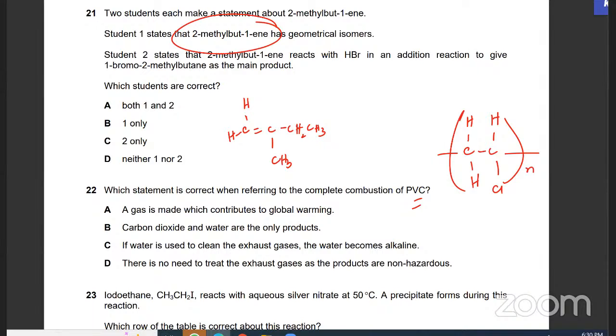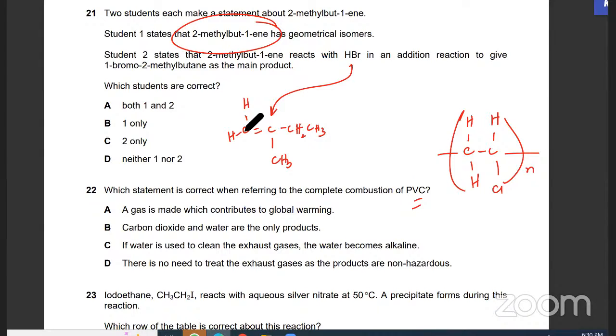Now, student 2 states that 2-methylbutene reacts with HBr. Will it react with HBr? Will it have an addition reaction? Yes. And you've got 2 options: either the H gets attached over here or the Br gets attached on the right side. Where does the H like to get attached? To the carbon that already has more hydrogen atoms.